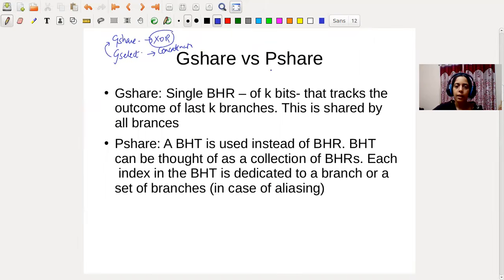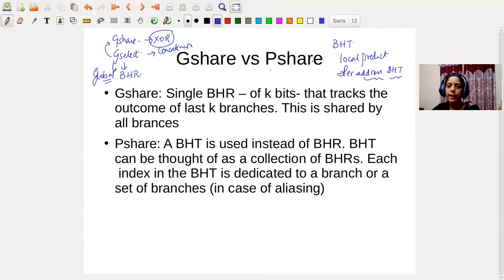So similarly, if you have a global register, such as a branch history register, you just call it a global predictor. Whereas if you have a local BHT, this is called a local predictor. So this is also called a per-address predictor, because you have a branch history table for every address, and that's for the local address. So those kind of predictors which have the BHT are also called p-share predictors. So this is just a different terminology for the local predictors that we had seen before.